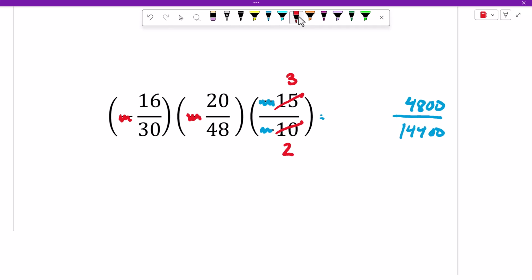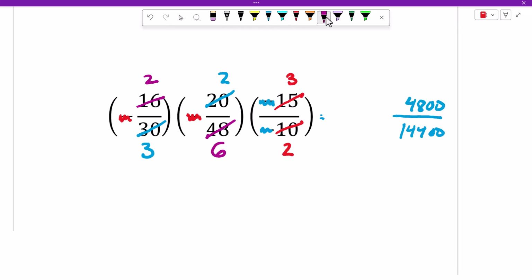Do you see something else, Ashalia? 20 and 30. What can those be divided by? Sorry? 10. 20 and 30 can be both divided by 10. So 20 divided by 10 is 2, and 30 divided by 10 is 3. Anything else? 16 and 48 can be divided by 8. So 8 fits into 16 how many times? 2. 8 fits into 48 how many times? 6 times. All right.